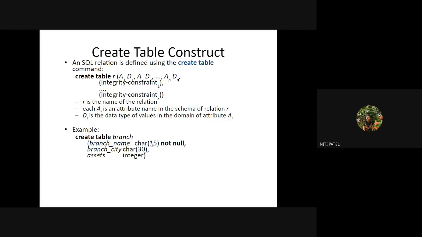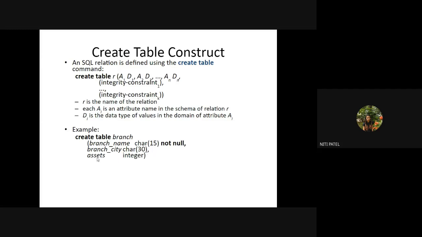So after this char 15, you will put a comma. What does that comma mean? That the table has one more column. Which is that column? Branch underscore city. Branch underscore city is the name of a column. What is the data type of that column? The data type is char. How many characters can I have for the branch city? Up to 30 characters. I still want to add one more column, so I will put a comma.